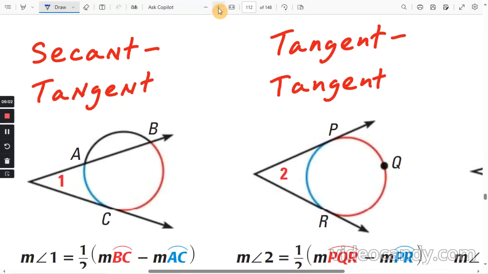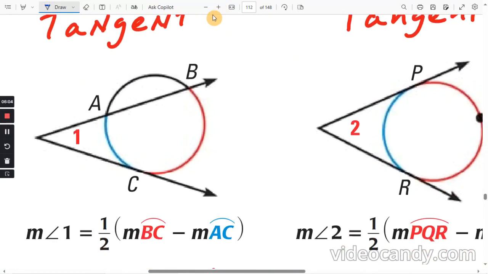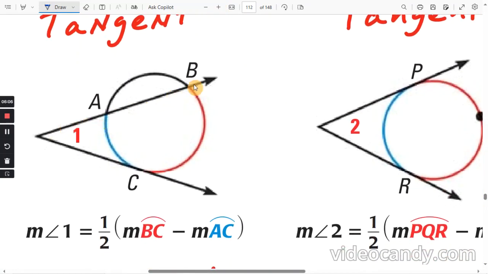Okay, so for all 3 cases, here we have a secant and a tangent. And it's just 1/2 the red arc minus the blue arc. So you just subtract this arc and that arc and take 1/2.